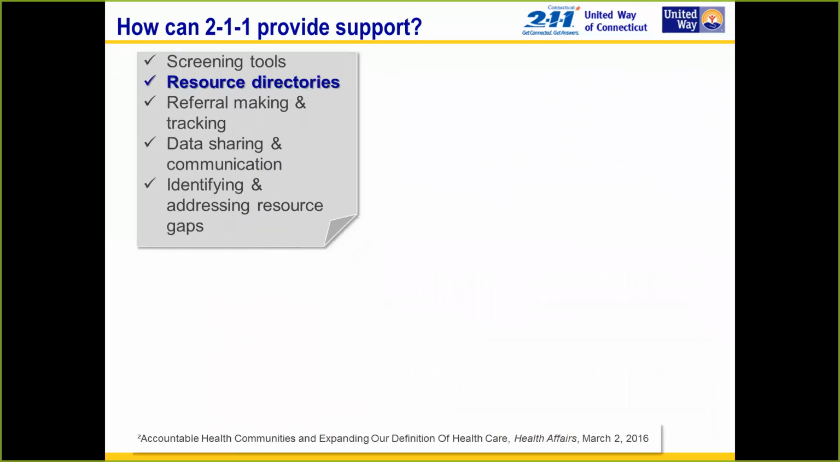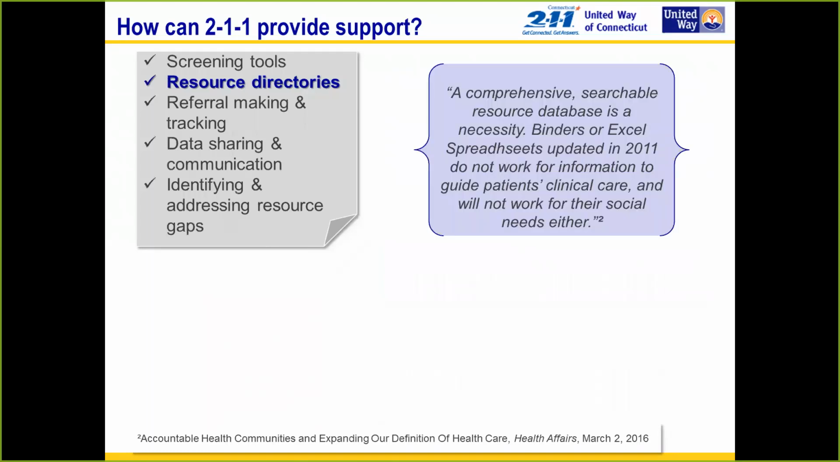So once providers have identified patient unmet social needs, they then need a directory or database of resources from which to pull from to address those needs. And there is increasing recognition that this needs to be a modernized resource directory. In a 2016 article from Health Affairs about the Accountable Health Communities model, the authors write, "A comprehensive searchable resource database is a necessity. Binders or Excel spreadsheets updated in 2011 do not work for information to guide patients' clinical care and will not work for their social needs either."